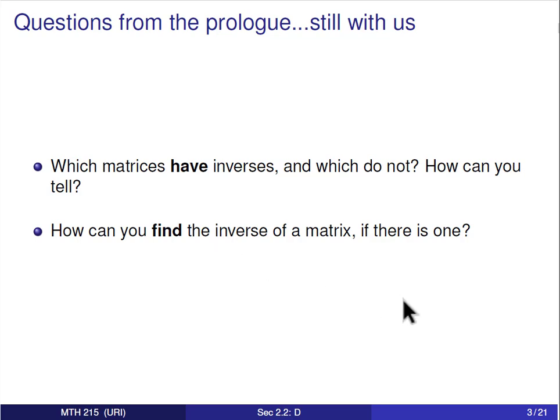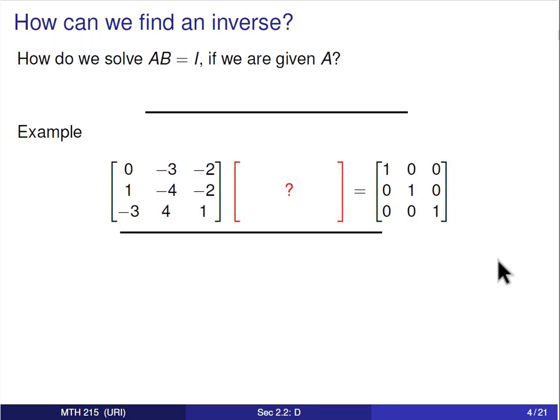So to begin with, we had some questions in our prologue video for this section. Which matrices have inverses and which do not? How can you tell? And how can you find the inverse of a matrix if there is one? We were able to answer both questions in the case of 2 by 2 matrices, but we've not talked about how to answer the question for any matrix larger than 2 by 2. That's what we're after in this video.